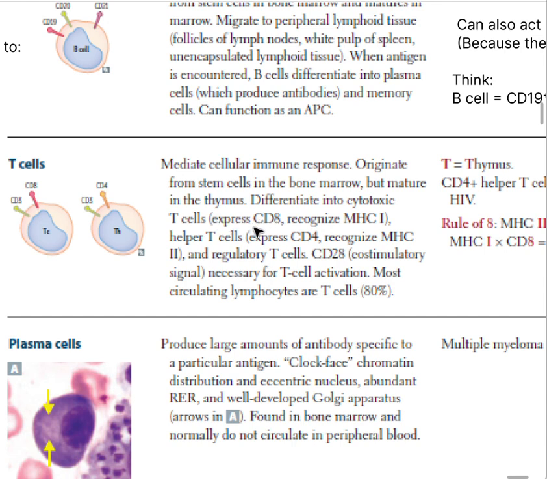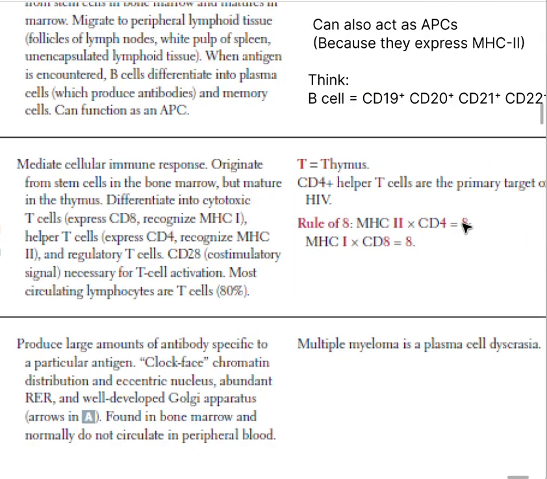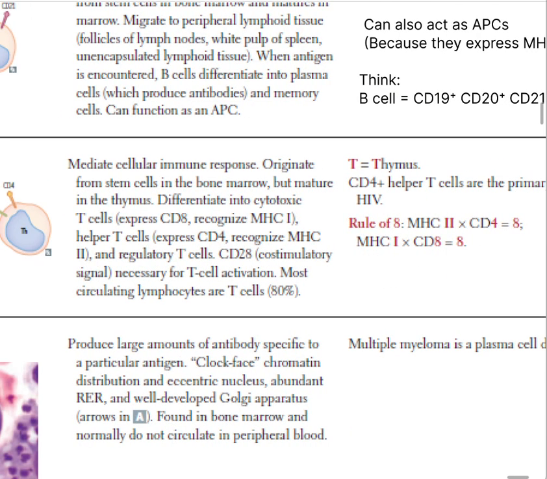The CD8 ones are the cytotoxic T cells. They recognize the MHC1. This is very, very important. It's very highly tested in exams that the T cells that express the CD8 recognize MHC1 and are cytotoxic, and the ones that express CD4 recognize MHC2. So just remember, four twos are eight and eight ones are eight, so you have to get the number eight right. That's how First Aid explains it to you. So the rule of eight will help you remember which ones express which.